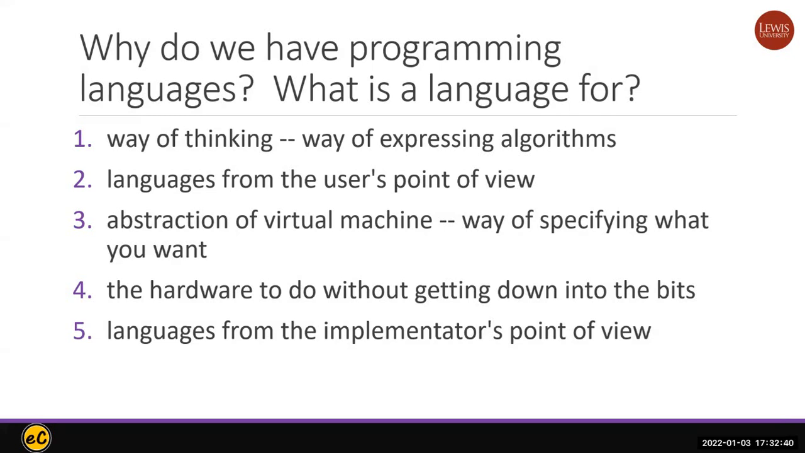And some languages are actually designed from the implementor's point of view. For example, some people just claim that dynamic linking is better than static linking. So whether your language supports dynamic linking or static linking, sometimes it's not a choice of the user, but a choice of the implementors.